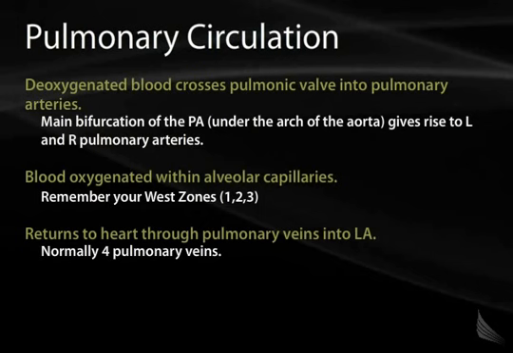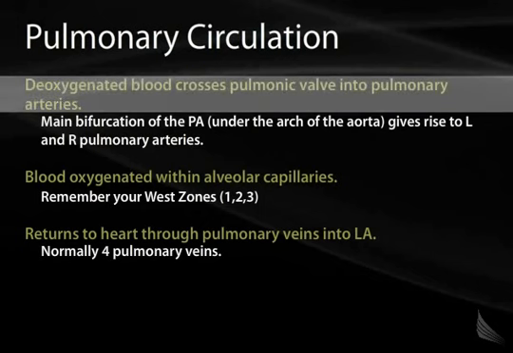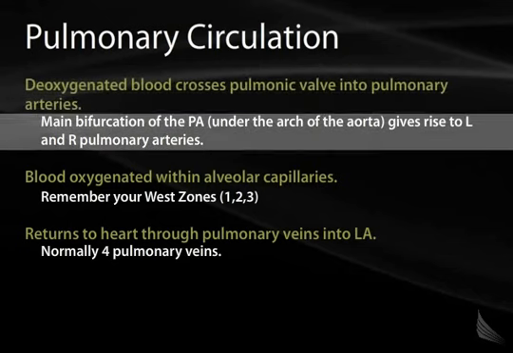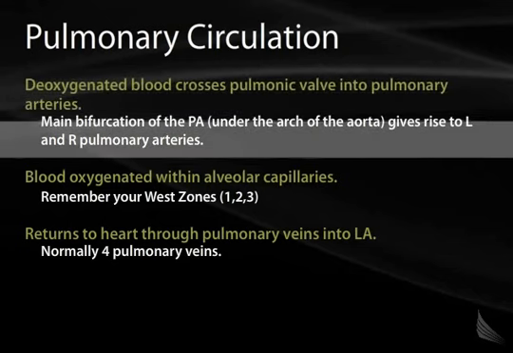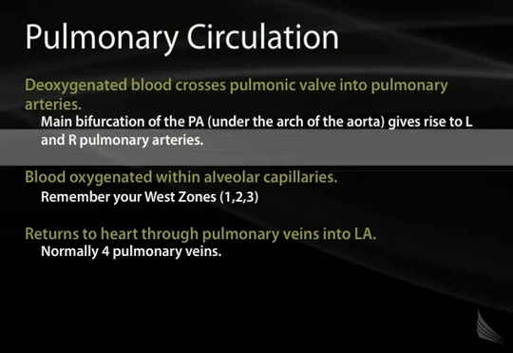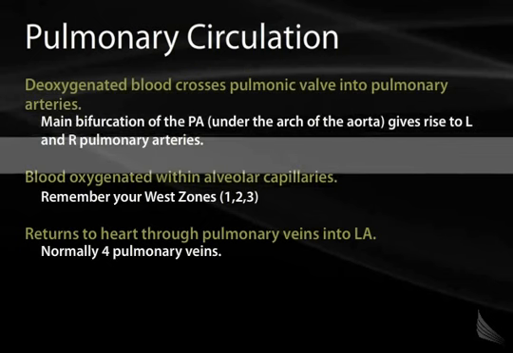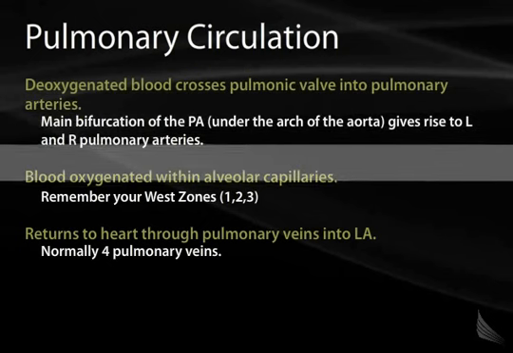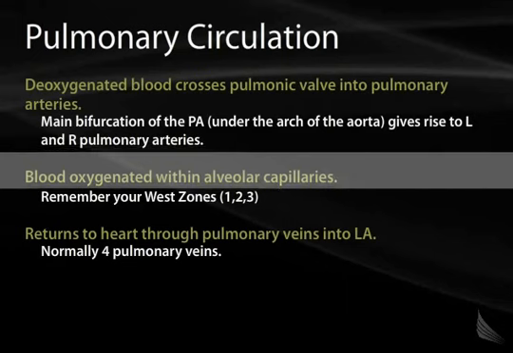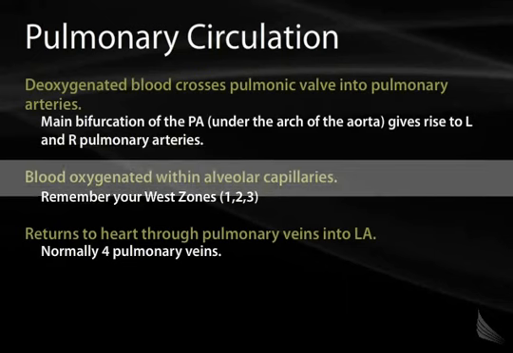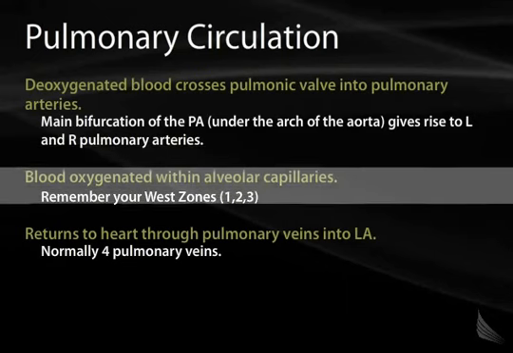In the pulmonary circulation, deoxygenated blood from the right ventricle crosses the pulmonic valve and goes into the pulmonary arteries, and then enters the lungs. You should remember that the bifurcation of the pulmonary artery goes under the arch of the aorta. There are usually two main pulmonary arteries, which give rise to smaller branches of the pulmonary arteries. These pulmonary arteries supply the alveolar capillaries.